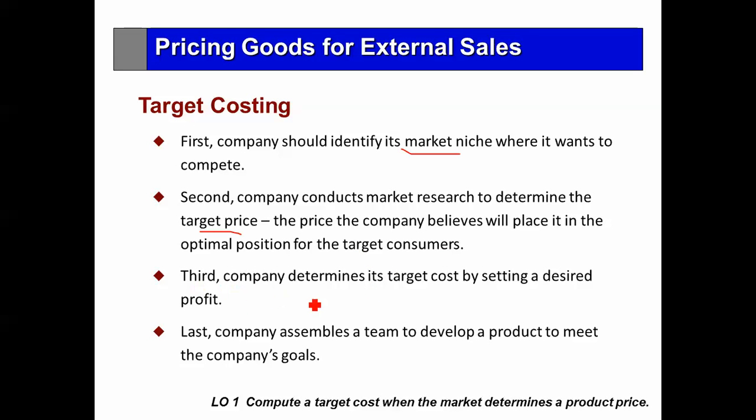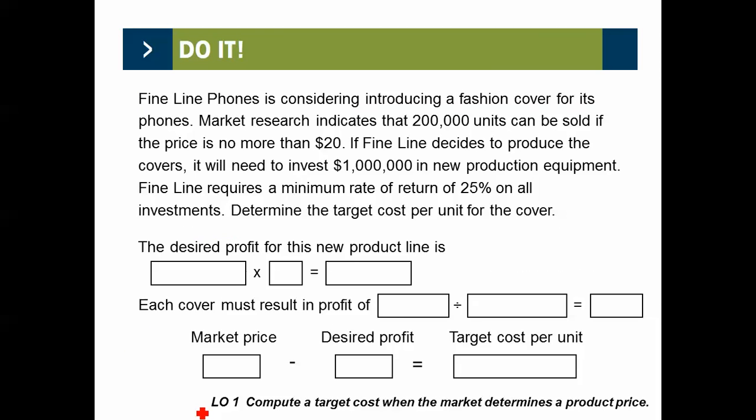Third, the company determines what that target cost should be, and it sets a desired profit. Let's go through an example. Fine Line Phones is considering introducing a fashion cover for its phones. Market research indicates that 200,000 units can be sold if the price is no more than $20. If Fine Line decides to produce this cover, it knows that it must invest $1 million in new production equipment. So there's your fixed costs.